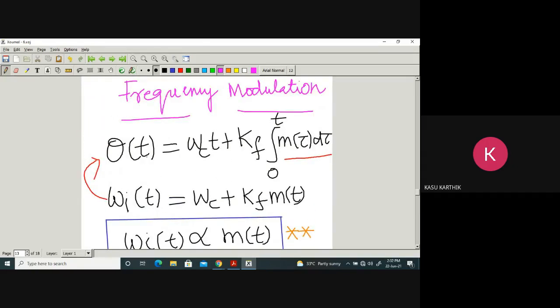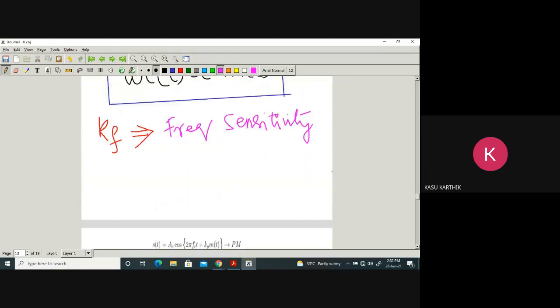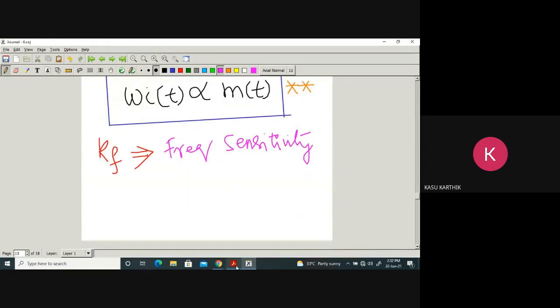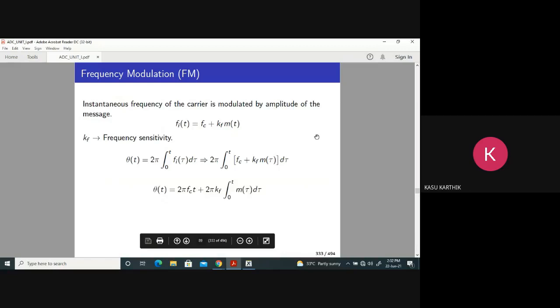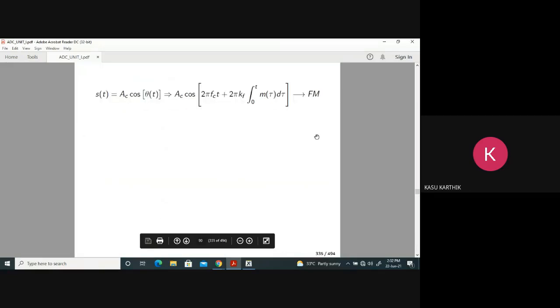Now what is theta of t? This is theta of t. Obviously, what is the FM equation? This is the FM equation. So omega c t is nothing but 2 pi fc t, correct? Ac cos of 2 pi fc t plus 2 pi kf times the integral from 0 to t of m of tau d tau.